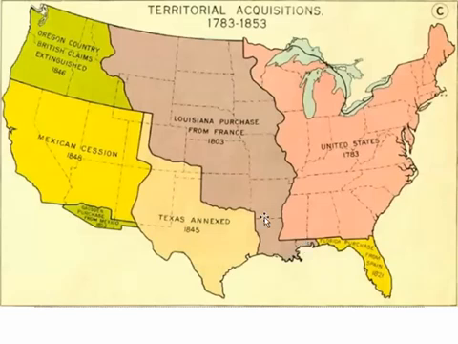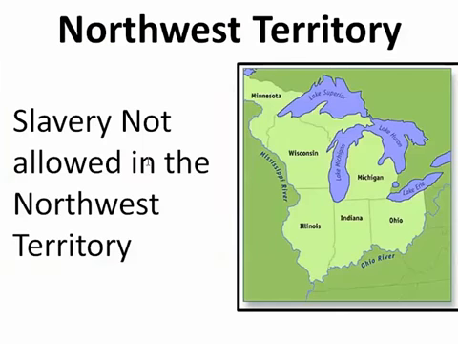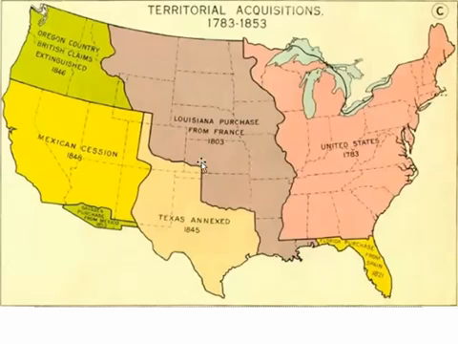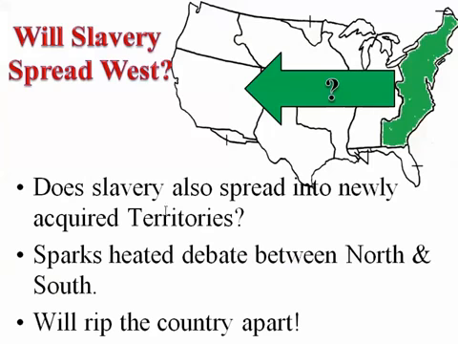How is it going to be determined if a state comes in whether it's going to be slave or whether it's going to be free? We had already decided this up in this area with the Northwest Territory. No slaves there. But what about in the Louisiana Purchase territory? So this question arises: will slavery spread westward? Does slavery also spread into these newly acquired territories like the Louisiana Purchase? This is going to spark these heated debates between the North and South and cause these tensions and the sectionalism that is eventually going to rip this country apart.